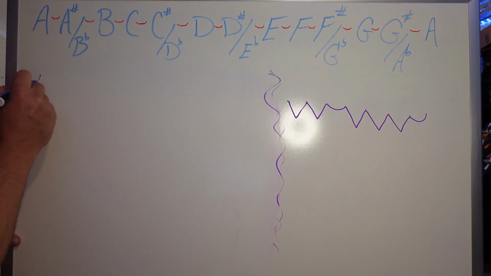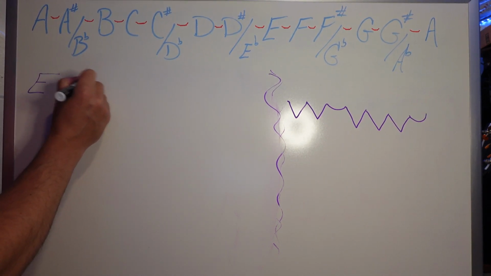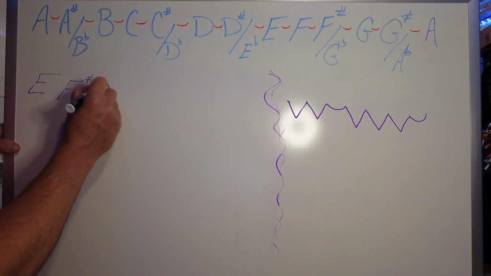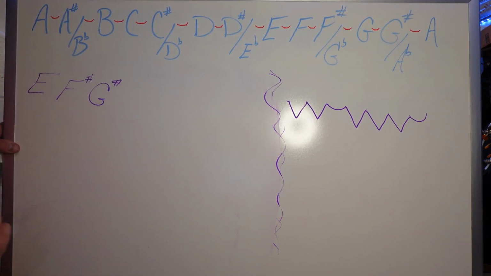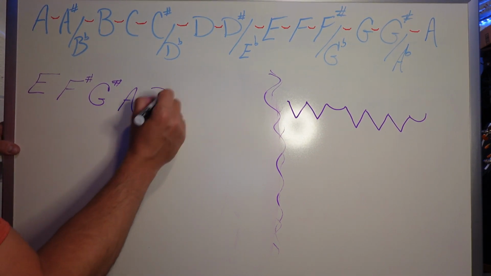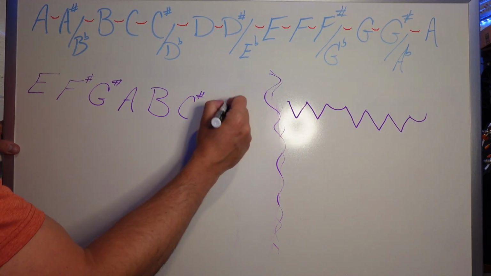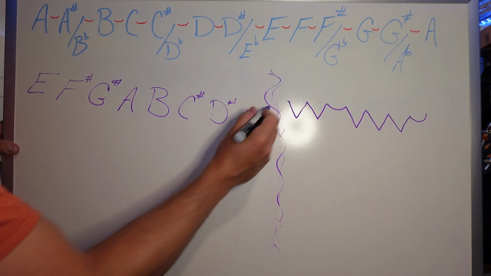E major, we go E, up a whole step to F sharp, up a whole step from F sharp to G sharp, up a half step from G sharp to A, up a whole step to B, up a whole step to C sharp, up a whole step to D sharp, up a half step to E.